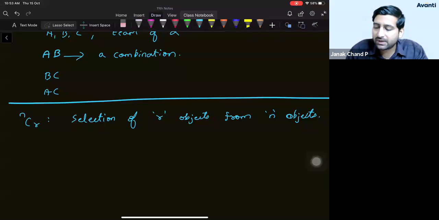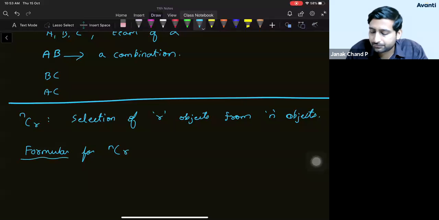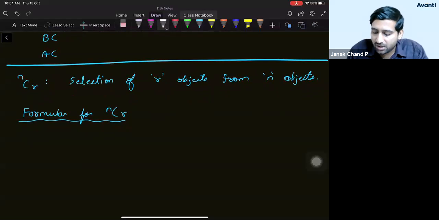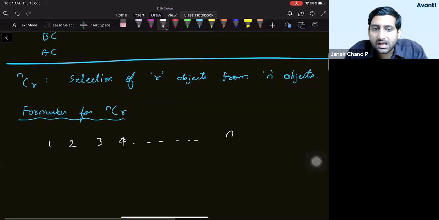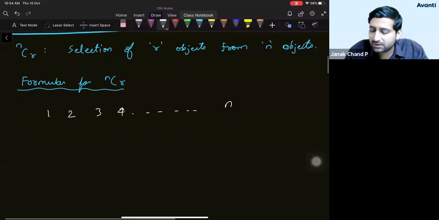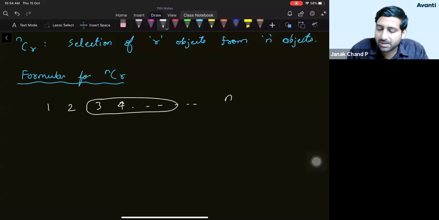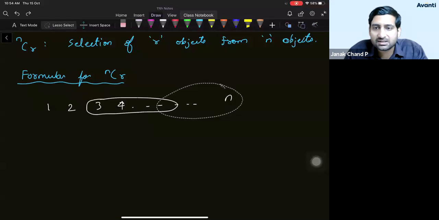In order to get the formula of NCR, students, we will see the formula of permutation in a slightly different way. Formula for NCR. Fine. So we know that, if I have N objects, 1, 2, 3, 4, dot, dot, dot, up to N objects, and out of this I want to select any R objects, maybe those R objects can be somewhere in the middle, or maybe I'm taking two objects from the beginning and then the remaining objects from the end.